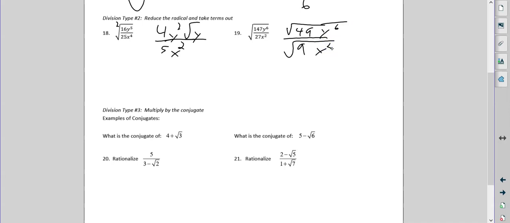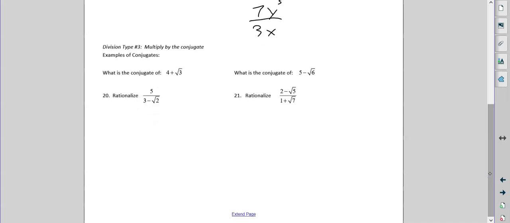Perfect squares all around. So the square root of 49 is 7. 6 divided by 2 is y cubed. Square root of 9 is 3. X squared, 2 divided by 2 is 1. We're finished. So life got a lot easier by just reducing it first.